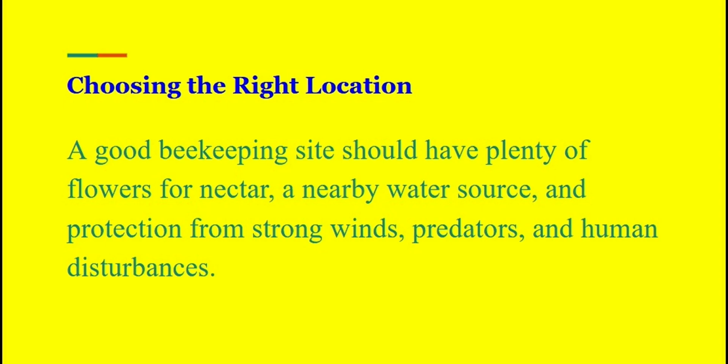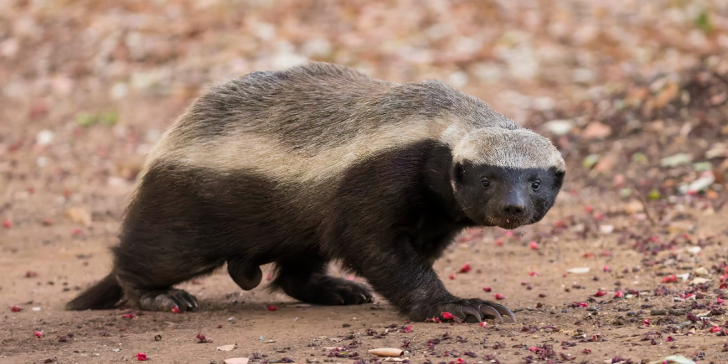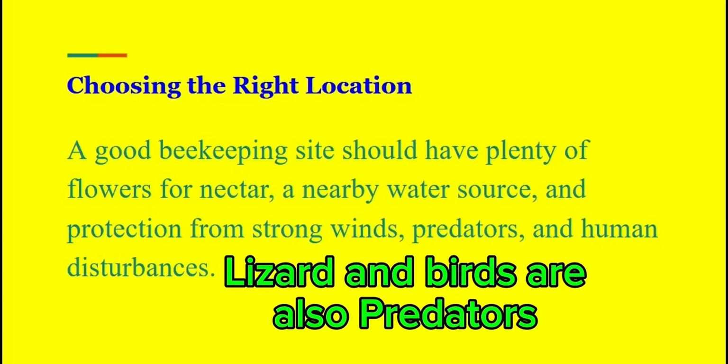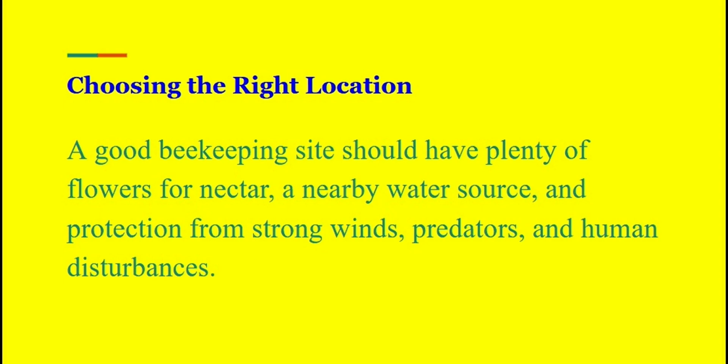And protection from strong winds. Bees can be blown away by any strong wind. So if you're going to site your apiary, make sure that where they are sited is not where you have strong winds. Maybe face their entrances where the wind is not strong. So you must know the wind direction. Then predators and human disturbance. Predators like, let's say, honey badgers, termites, insects, and other things. So you must make sure that all those predators are not around.